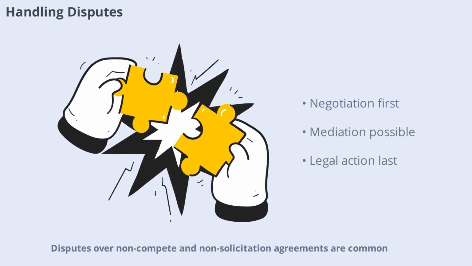Disputes over non-compete and non-solicitation agreements are common, especially when terms are unclear or overly broad. Resolving conflicts often involves negotiation, mediation, or legal action. Start by reviewing the agreement and gathering evidence. Open communication with the employer can sometimes resolve issues without court involvement. If necessary, seek legal advice and consider mediation before pursuing litigation. Understanding your options can help you protect your interests and minimize stress.